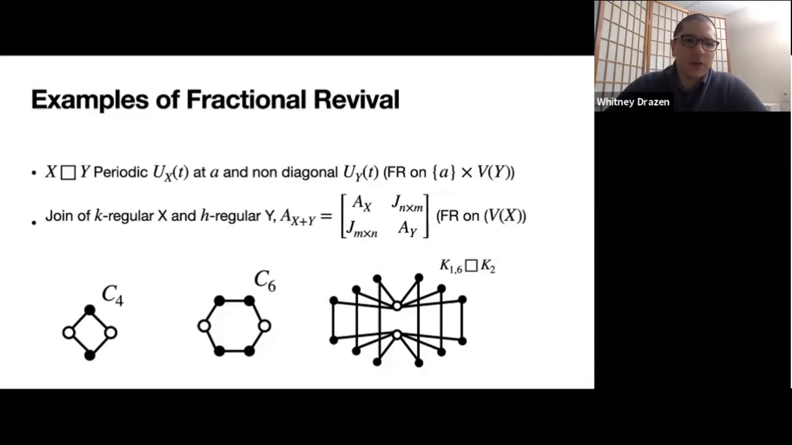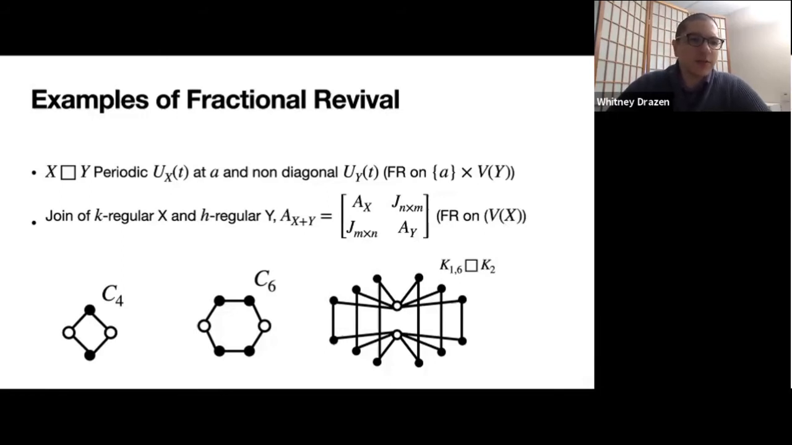We can also join a k-regular graph and an h-regular graph. By joining, we mean taking two separate graphs, and then you connect each vertex in X to every vertex in Y, and keep the connection set within X and Y the same. If we take that, then we get fractional revival on the vertices in X.